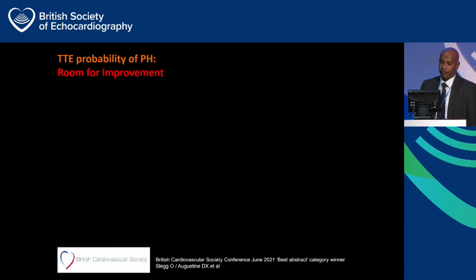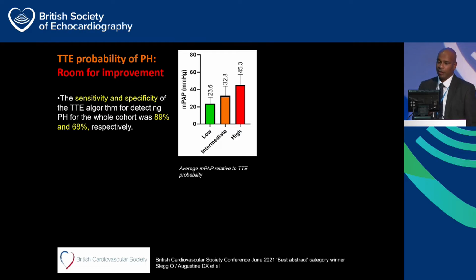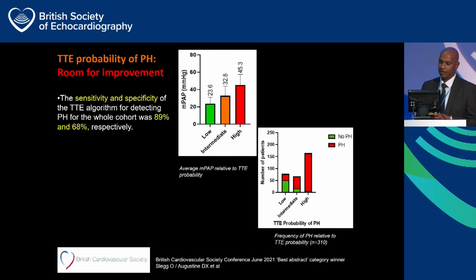This is work from our lab where we looked at the sensitivity and specificity of this algorithm. And what Ollie found was that the sensitivity and specificity for detecting pH was 89% and 68%, respectively. He then went on to look at each individual probability group and to see within that group what was the percentage of patients that had pH at right heart catheter. So if you had a high TTE probability of pH, around 96% of those patients had pulmonary hypertension. If you had an intermediate probability of pH, around 80% of those patients had pulmonary hypertension.